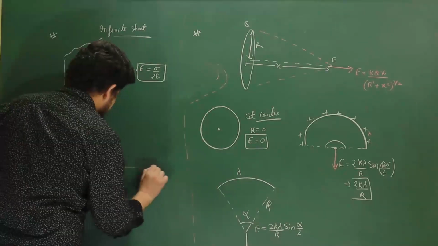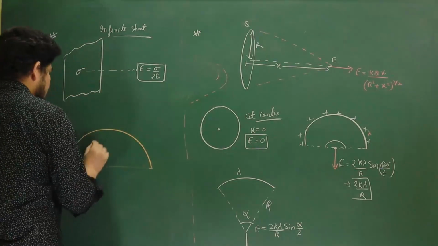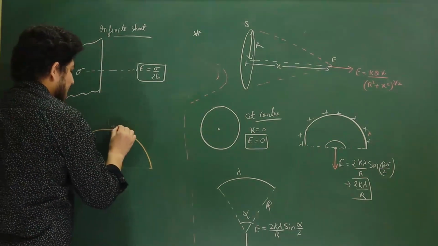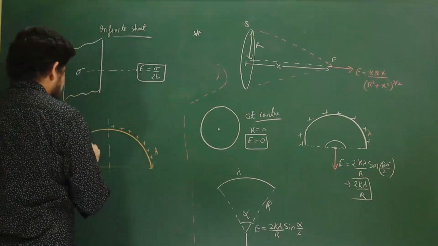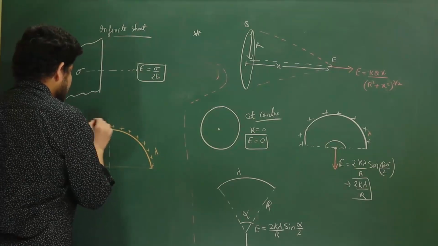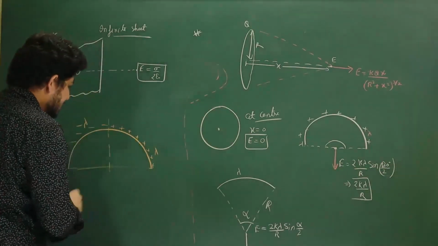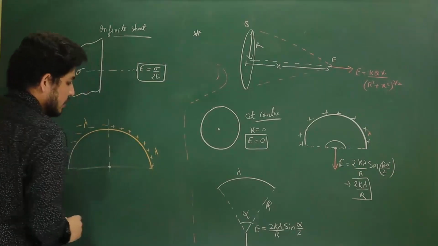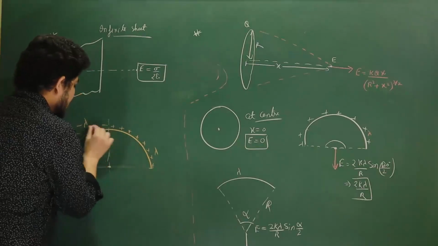Just like if you are given that there is a semicircular arc and the charge on half of the portion is positive lambda and on the other half of the portion is negative lambda. Getting my point? Then we have to find the electric field at this point. As you know, these are the two parts. One part is this and one part is this.